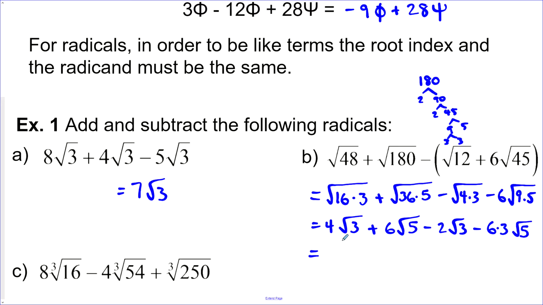All right, now we've got a couple that are the same. This is a root 3 and this is a root 3. So 4 root 3's minus 2 root 3's, we're going to be left with 2 root 3's. Then we have 6 root 5's and minus 18 root 5's. So 6 minus 18 is minus 12.